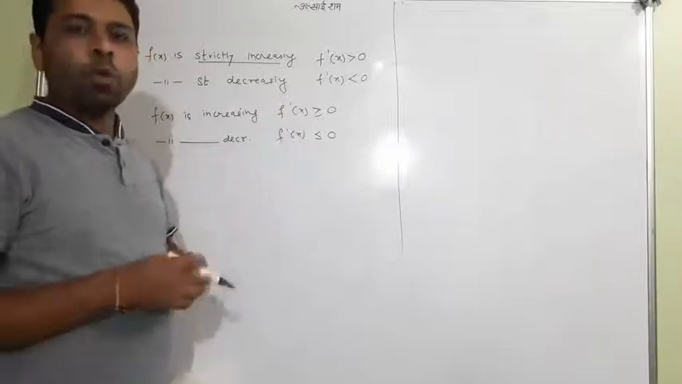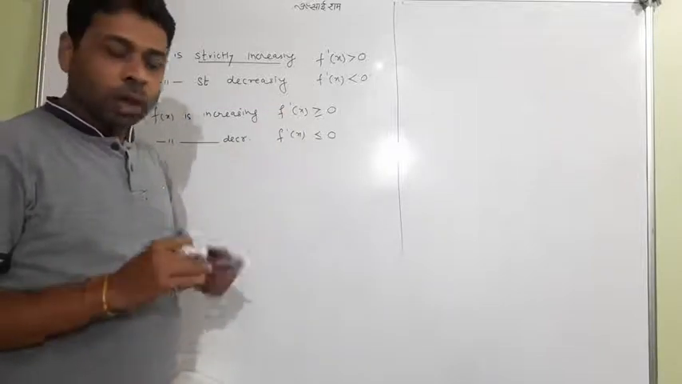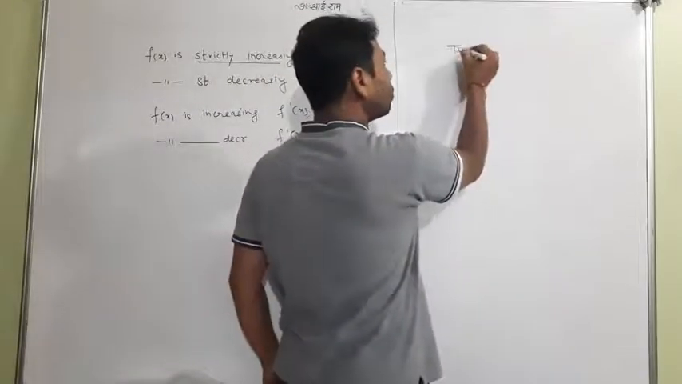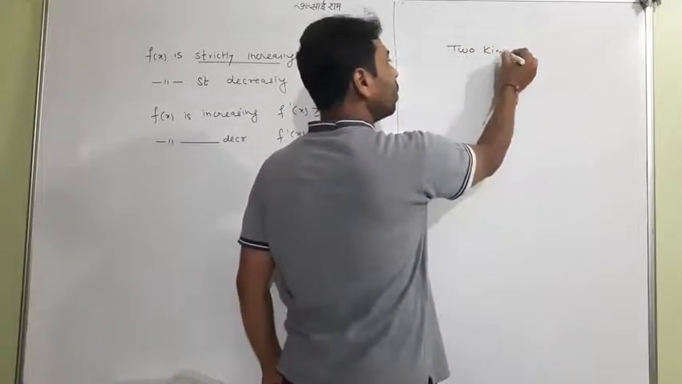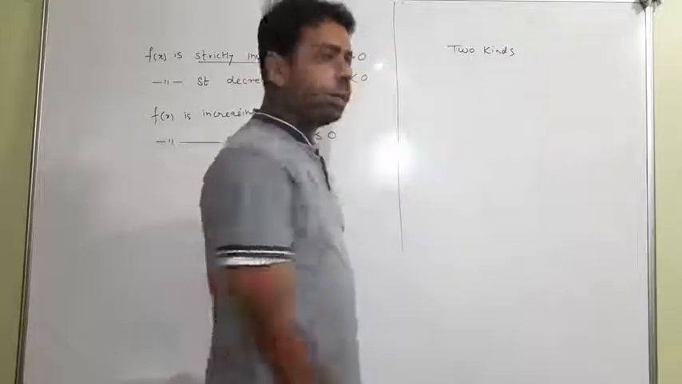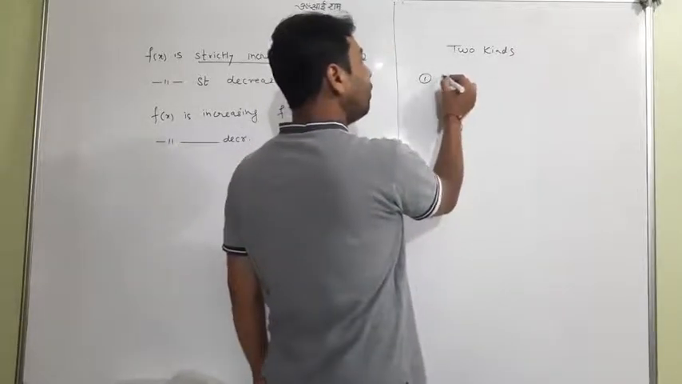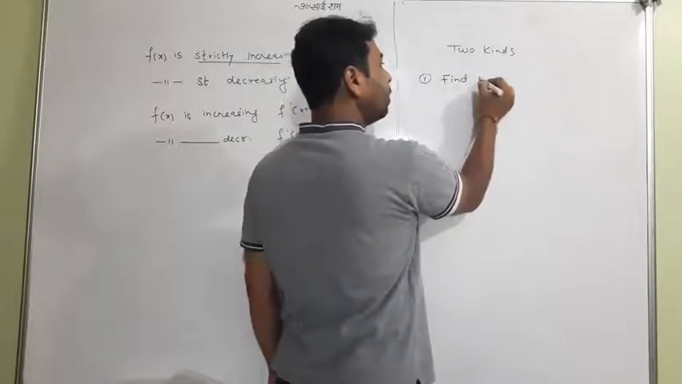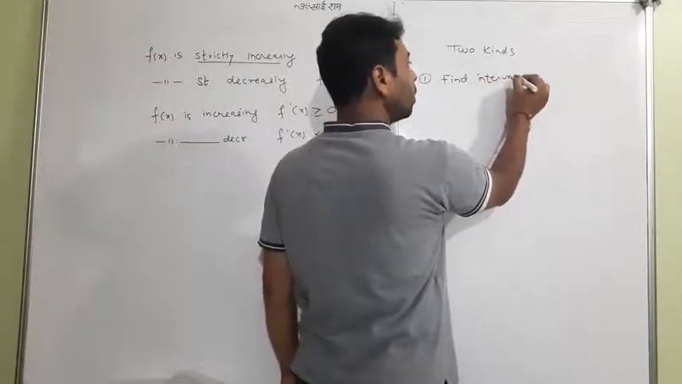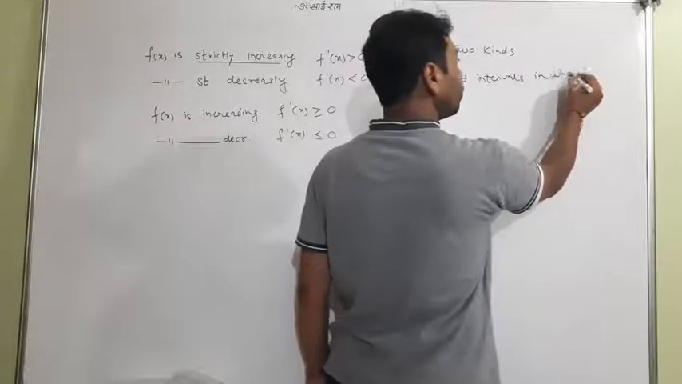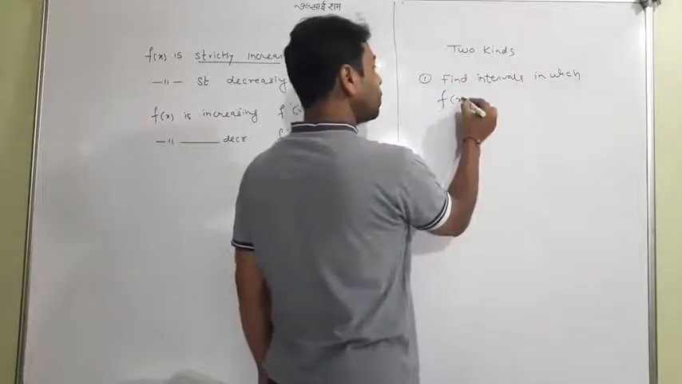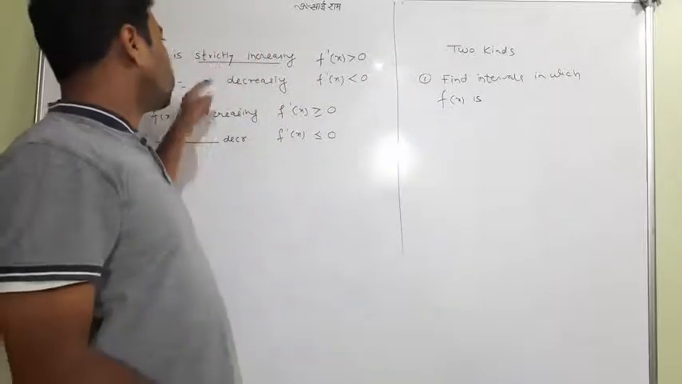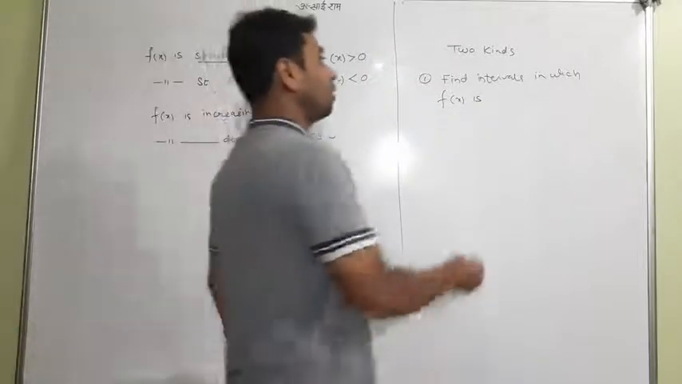Next, what kind of question will come, I just want to tell something about that. So we have two kinds of questions. First, we will be told to find the intervals in which function is strictly increasing, strictly decreasing, or increasing or decreasing.